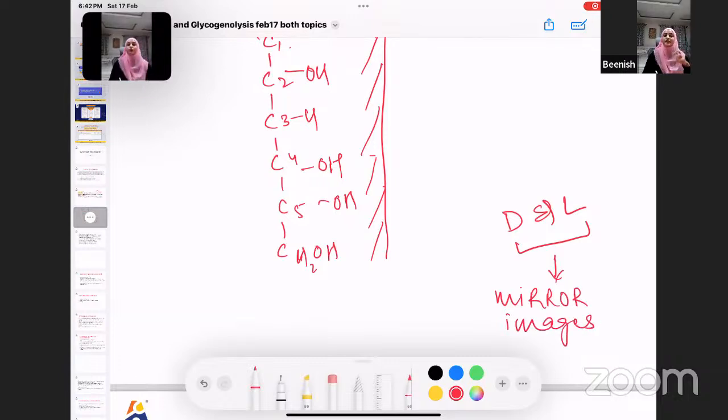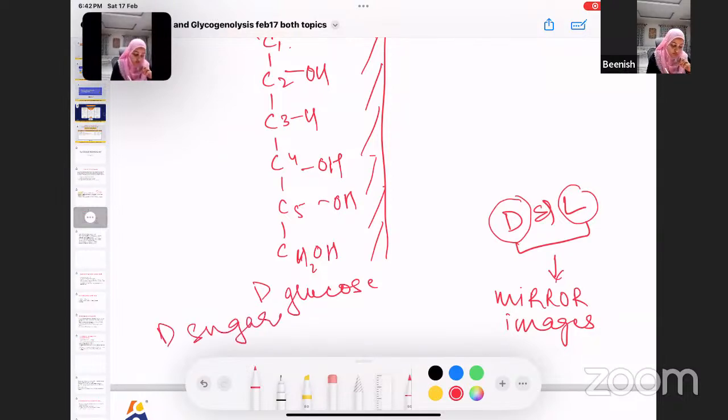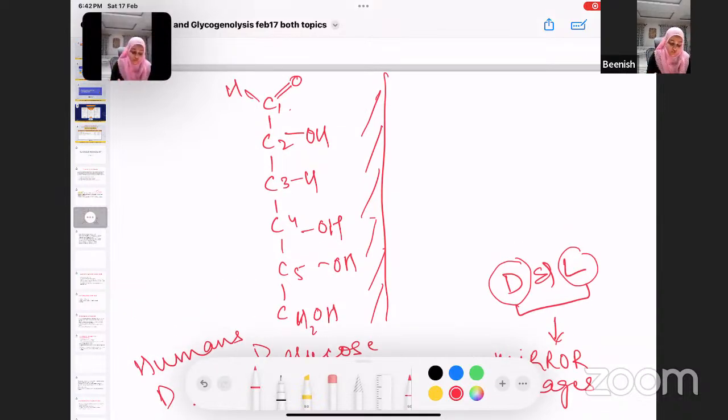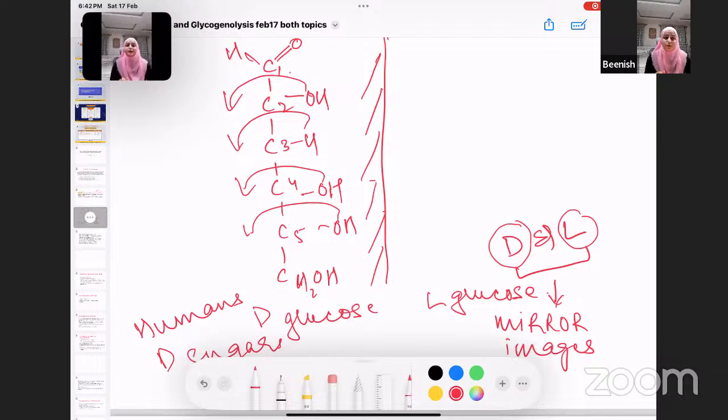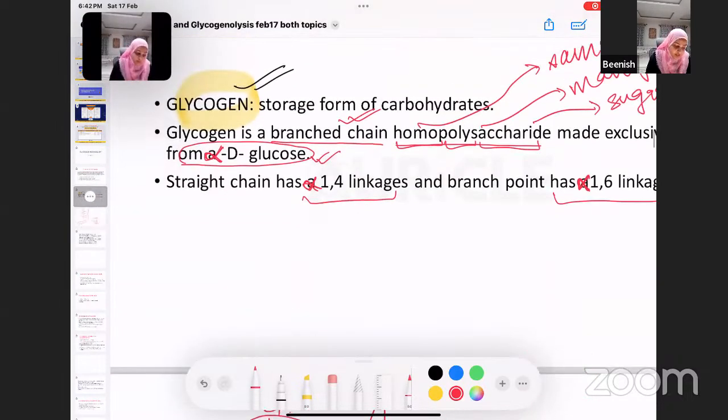Mirror images are known as enantiomers. In isomerism in chemistry, you must have studied that mirror images are known as enantiomers, and these two images, mirror images of the same compound, are known as D and L. So this is the D form of glucose. This is D glucose, and in humans, majorly we have D sugars. The exact mirror image of this D glucose will be the L glucose. When you draw the mirror image, these hydroxyls will come to this side and this one will come here. So this is what is meant by D-glucose.